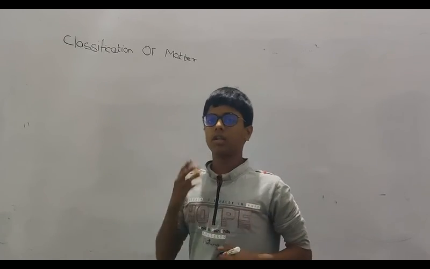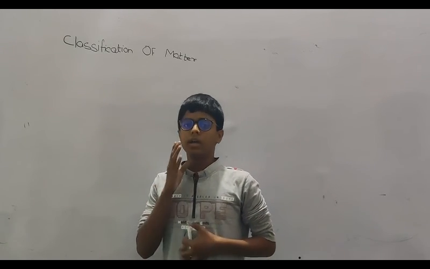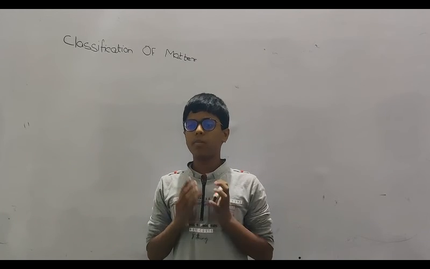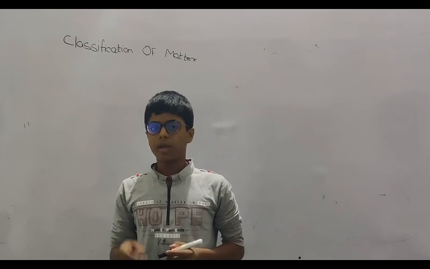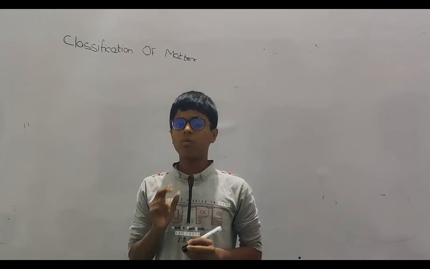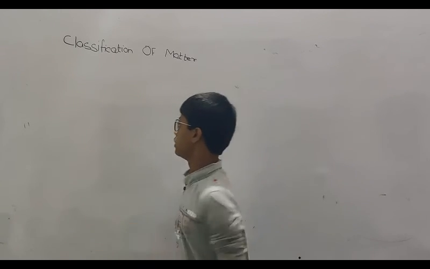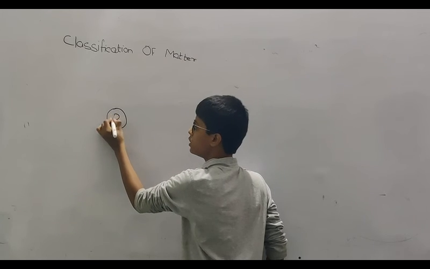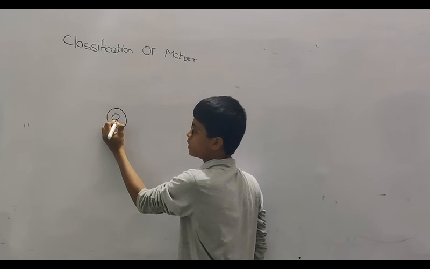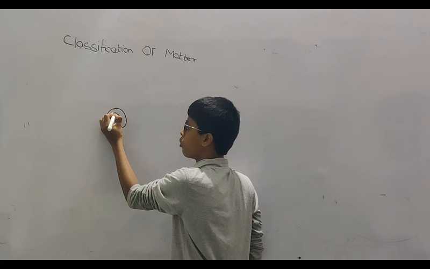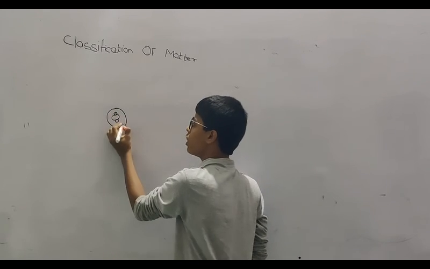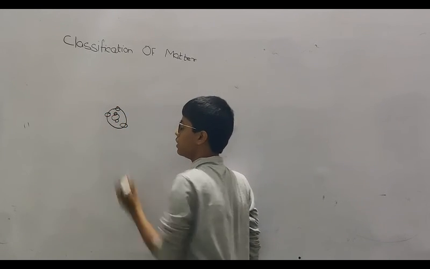Next, matter is made of atoms, which are very small particles. An atom contains electrons, protons, and neutrons. This is the nucleus. Around the nucleus we can see the protons and neutrons, and the electrons revolve around in shells.